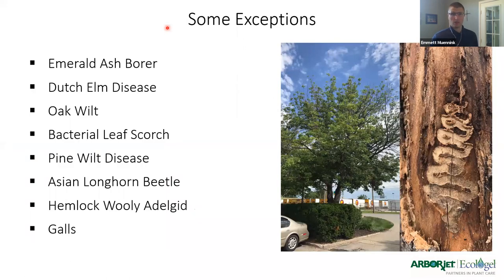There are exceptions to that disease spiral. Sometimes your predisposing factor is that you are an ash tree and there is EAB, or that you're an elm tree and there's Dutch elm disease, or you're an oak tree and there's oak wilt. So there are different diseases that are exceptions to that disease spiral. They're invasive species and they can just infect trees. They don't have to be predisposed.